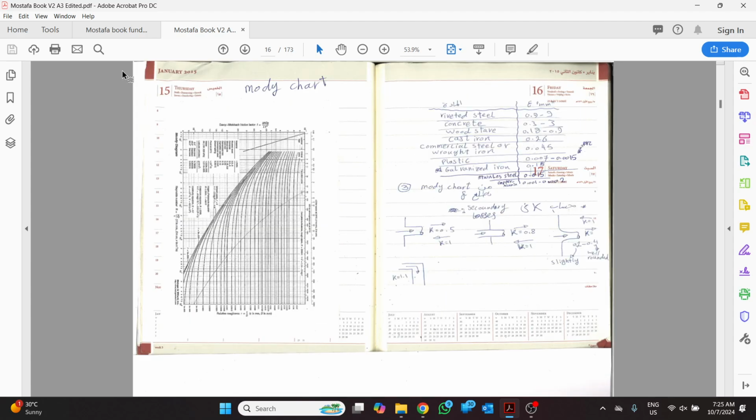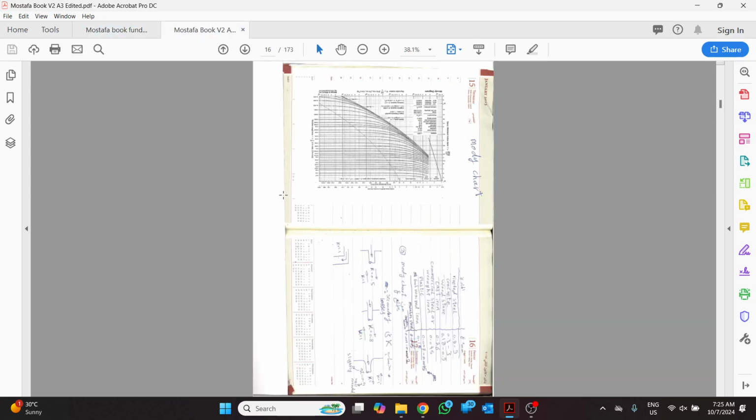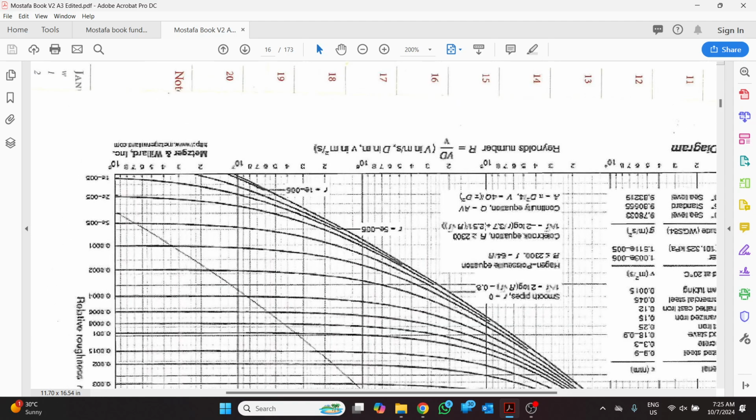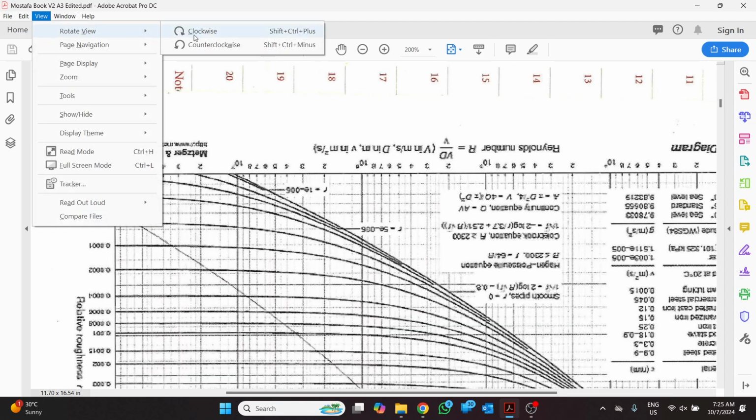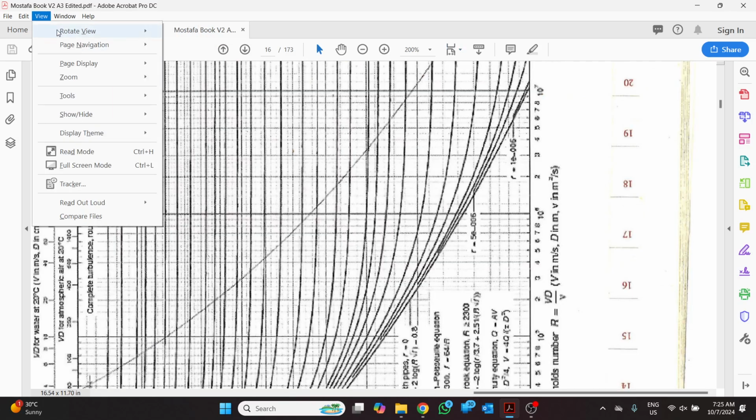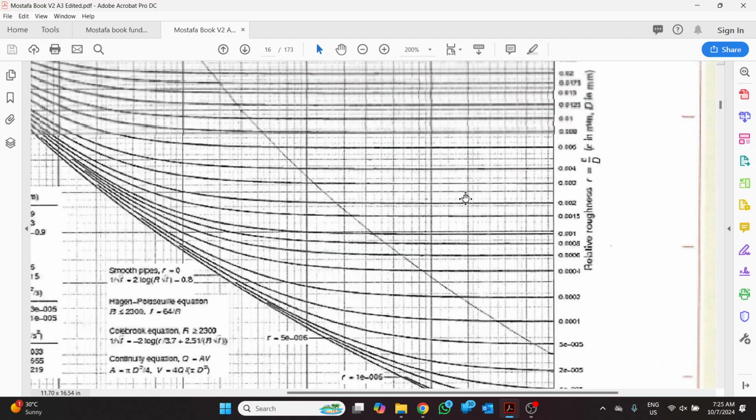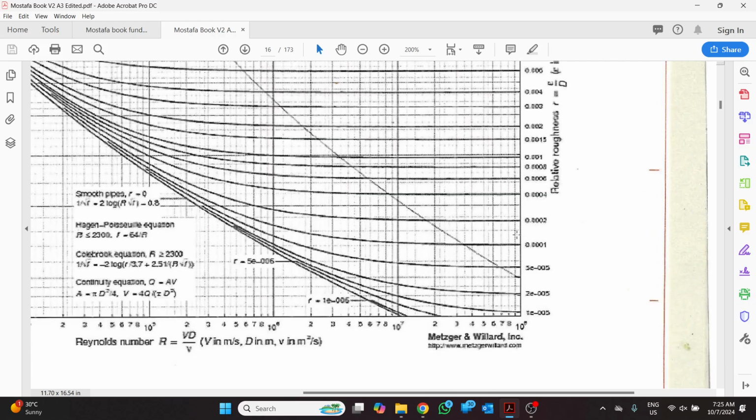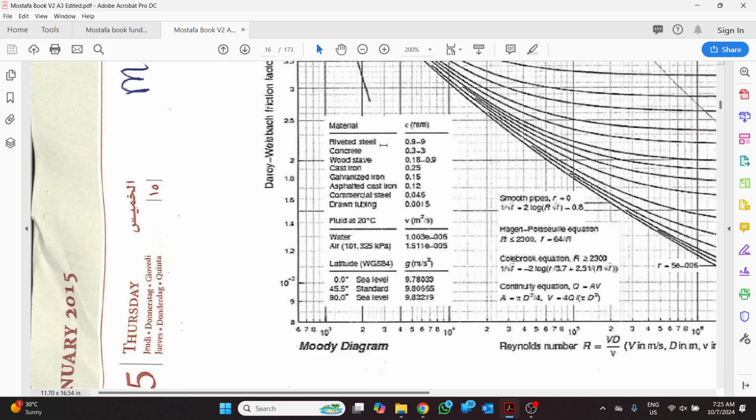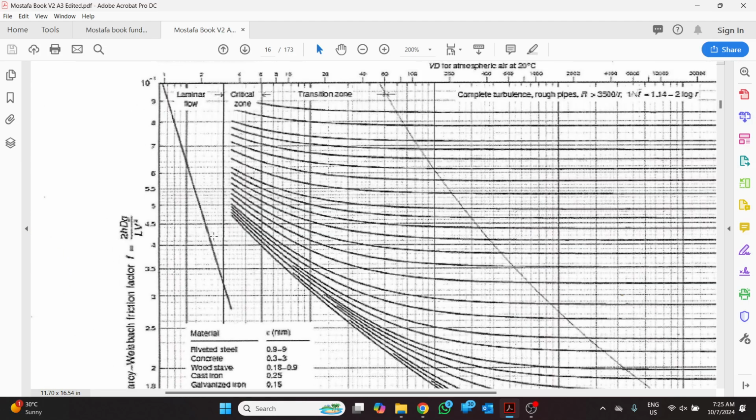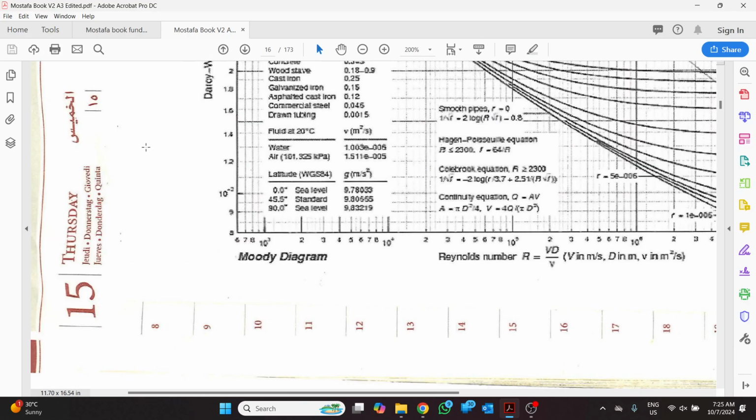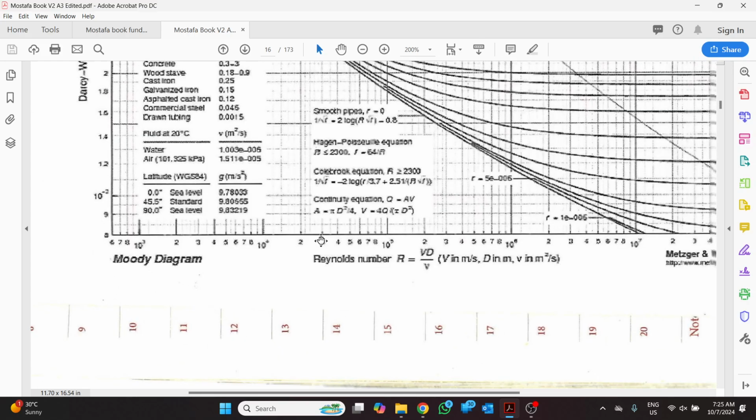Moody chart. This is epsilon over D, and D is the diameter of the pipe. And this is the roughness height, this is the laminar area, this is the transient area, and this is fully turbulent. You can check it.